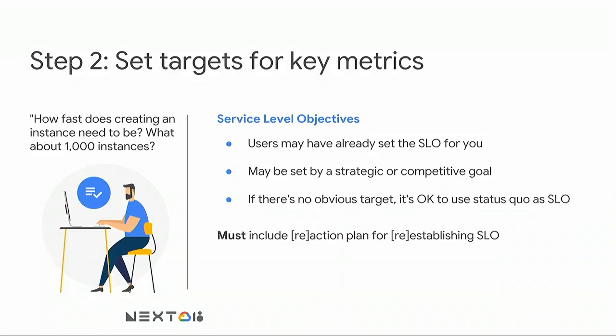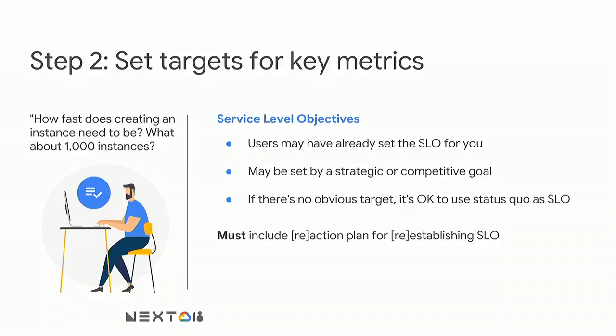So you set the objective. Your customers can help tell you when or how to set that objective or what to set it to. If there's no obvious target and you haven't gotten any complaints about a particular performance characteristic, it's probably fine to set the SLO where it is today. And then when you start getting feedback from customers that it might not be good enough, then reconsider where you would set it.